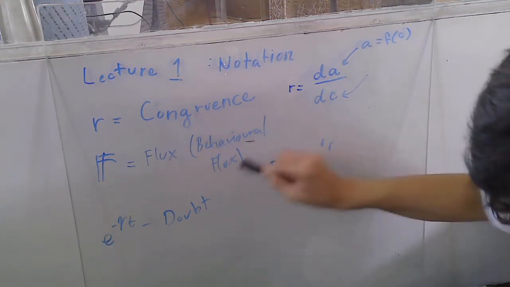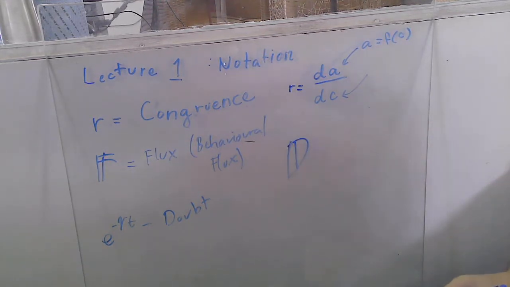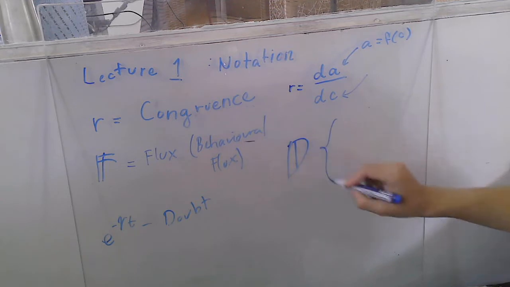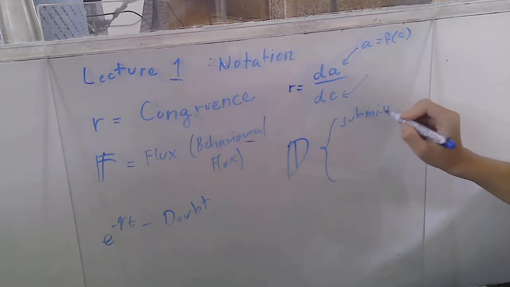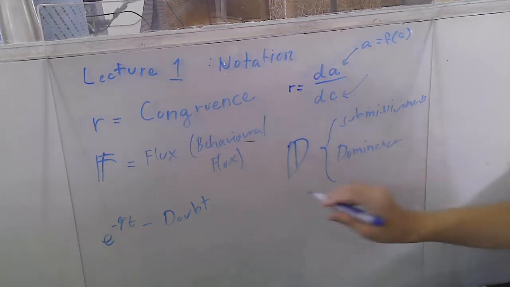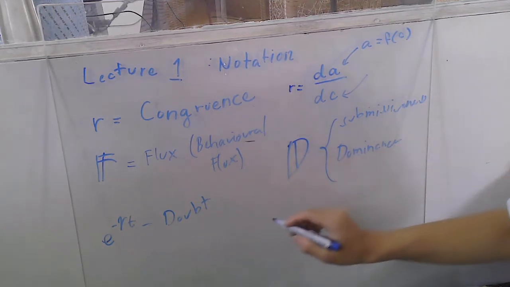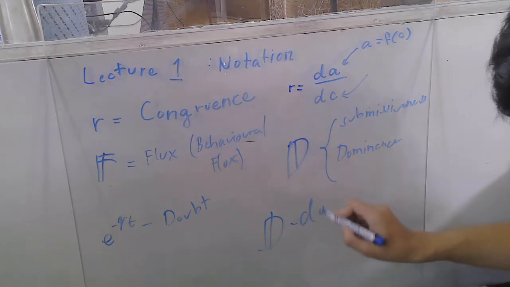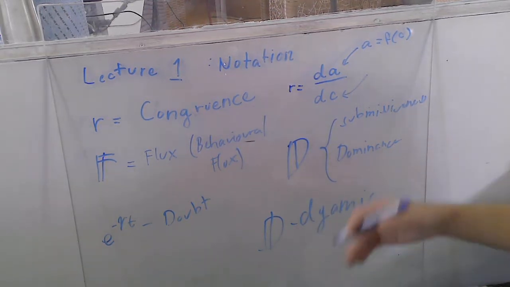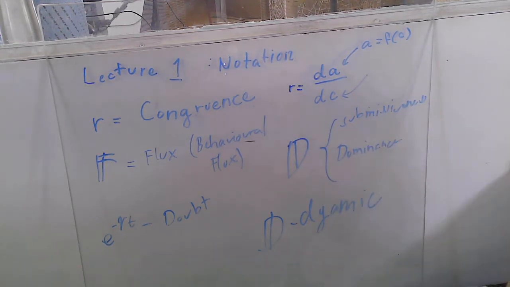And last but not least, we have dynamic. Boldface D, blackboard boldface. And this describes the submissiveness or dominance of a specimen. And these are also functions of time. Note: dynamic describes the submissiveness or dominance of a person within a certain time frame, so with respect to time. And so that's the notation that we're going to be using for the rest of the course.